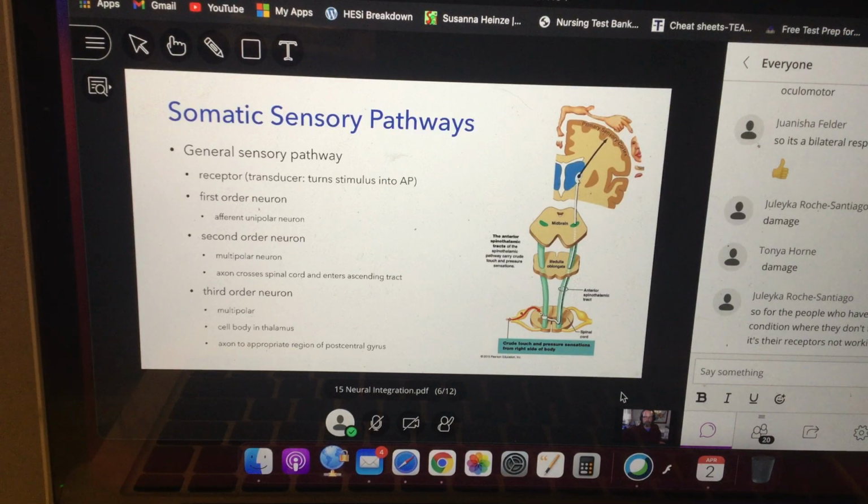This one is the second order neuron, and it's going to go from the spinal cord up, usually the anterior spinothalamic tract, or the posterior. It could go up through a number of different ones. And it's going to synapse in the thalamus. That second neuron, the second order neuron, is part of what's called the spinothalamic tract, because it goes from spinal cord to thalamus.